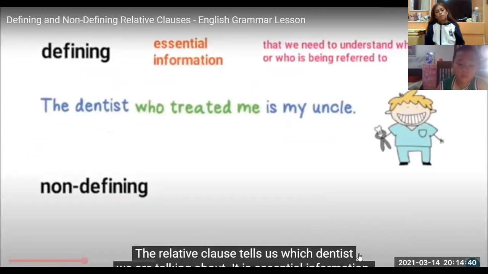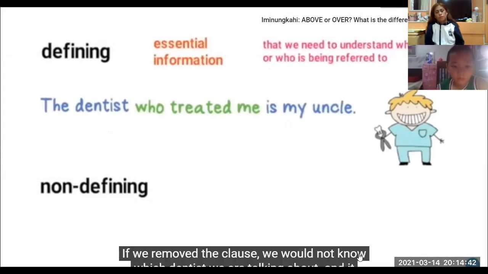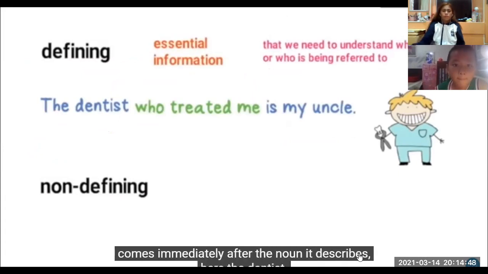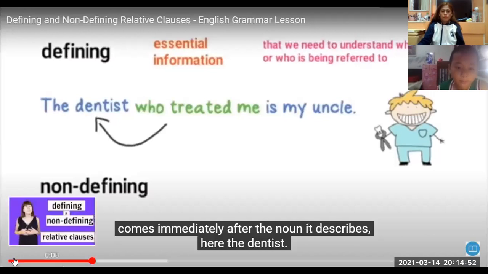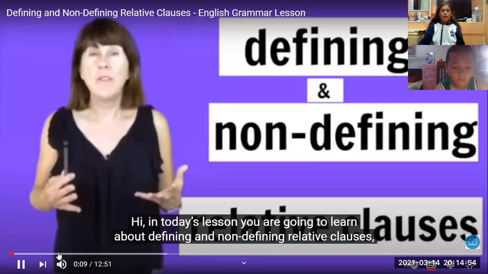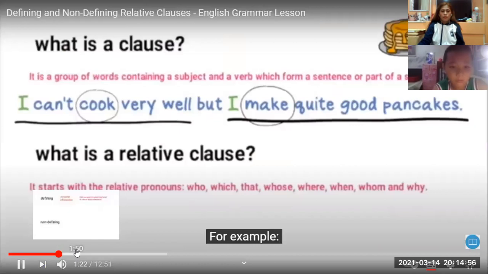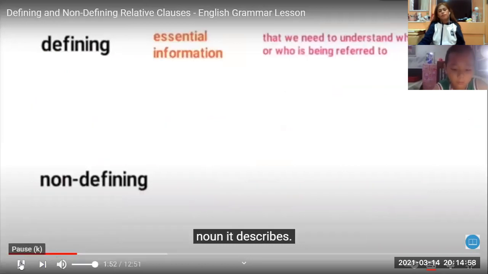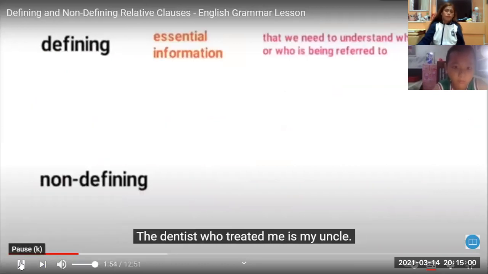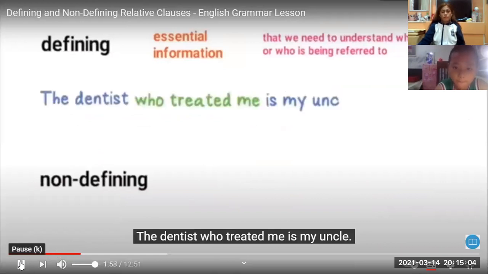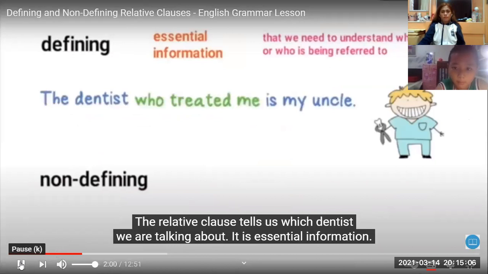It is essential information. If we removed the clause, we would not know which dentist we are talking about. And it comes immediately after the noun it describes. Here, the dentist. For example, the dentist who treated me is my uncle. The relative clause tells us which dentist we are talking about.